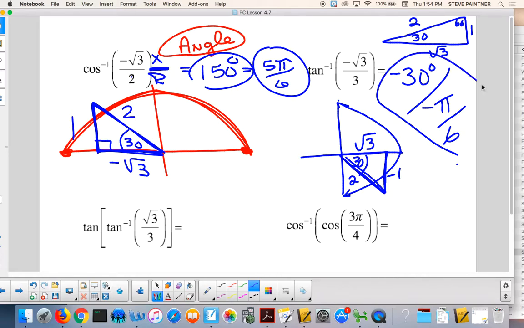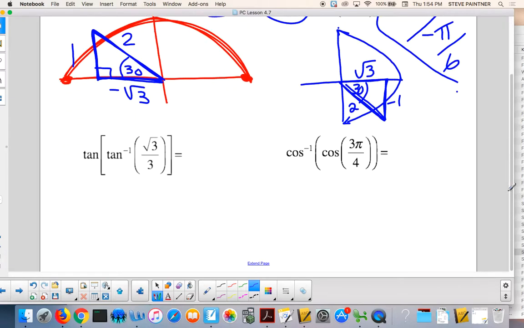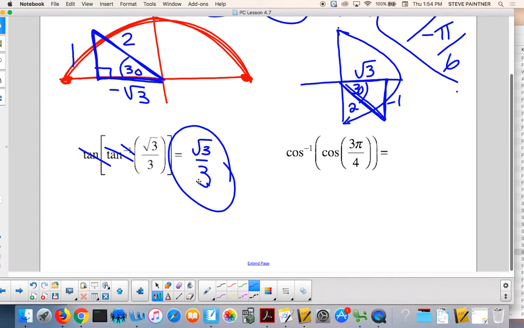The next two should take you 5 seconds. Done. Tangent followed by inverse tangent does what? What's the answer? 3 over 3. The next two? Inverse cosine, cosine? Answer? 4 pi over 3. Just trying to screw you up. Okay. Good. I hope.